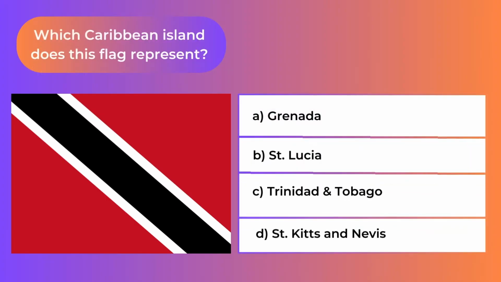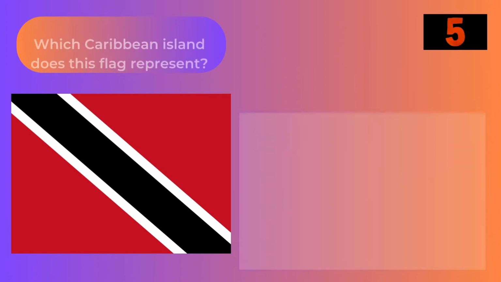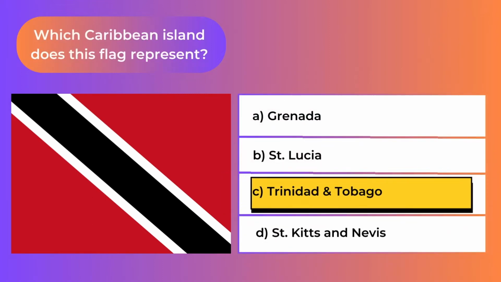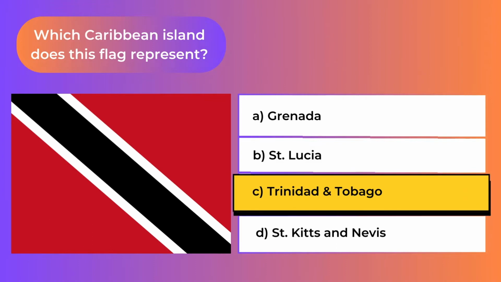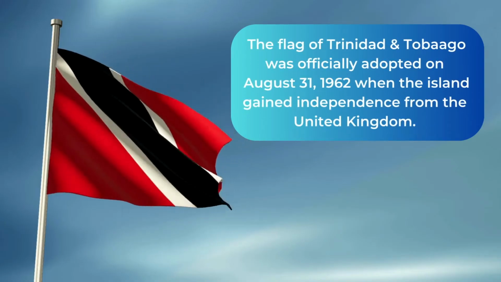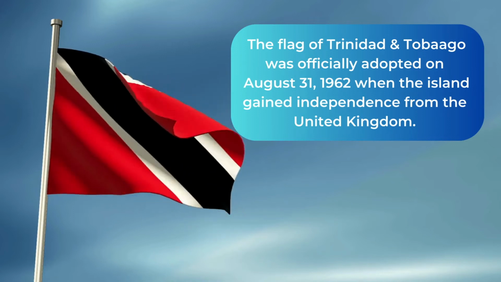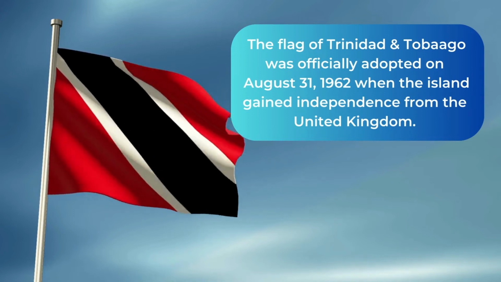Which Caribbean island does this flag represent? The answer is C, Trinidad and Tobago. The flag of Trinidad and Tobago was officially adopted on August 31st, 1962, when the island gained independence from the United Kingdom.